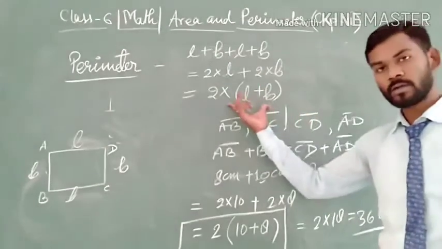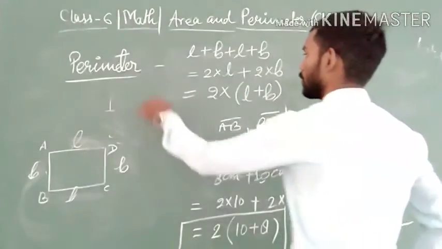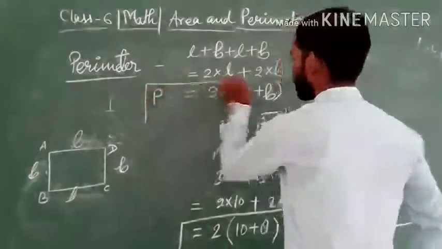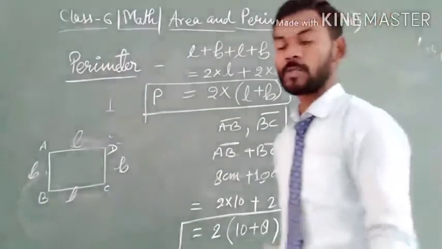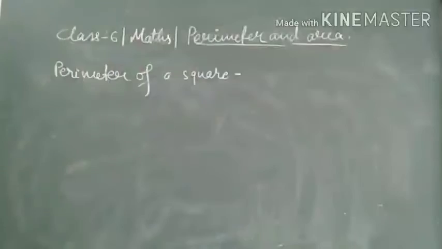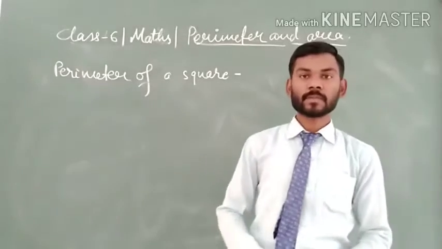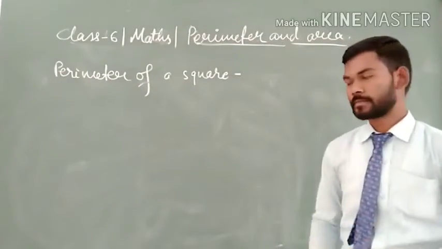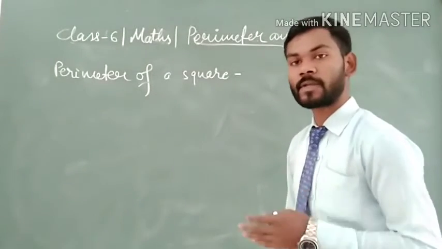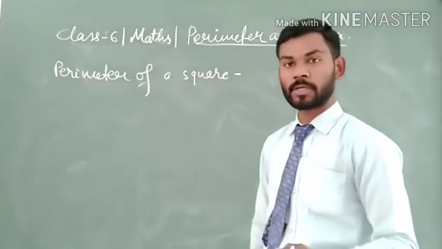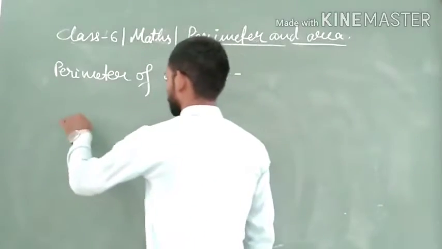So this formula will give us the value of the perimeter, and here the perimeter is represented by P. This is the required formula of the perimeter of a rectangle. Okay students, now we shall discuss the next topic, the perimeter of a square. Like the perimeter of a rectangle, the same definition is applicable to the perimeter of a square. So let us see first of all about the square.